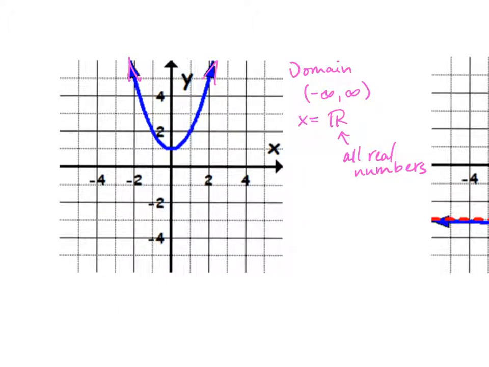My range, on the other hand, if I start at the bottom, I don't have anything happening down here. This doesn't start until 1. And then as I go up, those arrows are again taking me out to infinity. So what that tells me for my range is that it's everything from 1 up. So a bracket, because it does actually touch there. So 1 to infinity, or y is greater than or equal to 1.